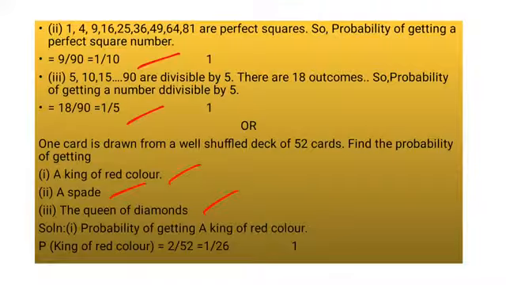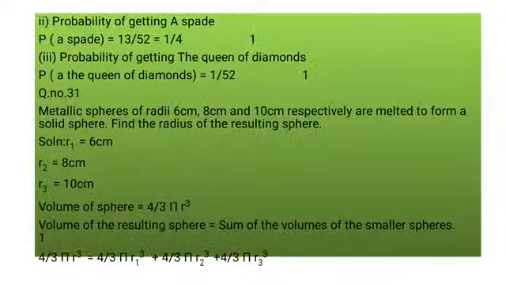Solution: probability of getting a king of red color, that is 2 kings of red color. So probability is 2 upon 52, that is 1 upon 26. Probability of getting a spade: we have 13 spade cards, so probability is 1 by 4. Probability of getting the queen of diamonds: queen of diamonds is 1, therefore probability is 1 upon 52.